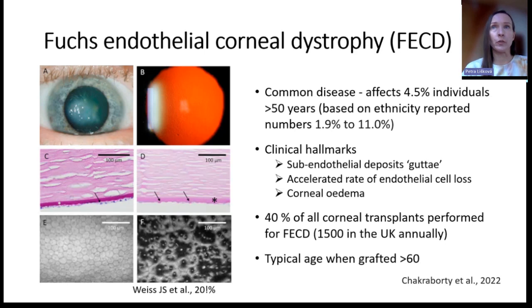Fuchs endothelial corneal dystrophy is currently the leading cause of corneal grafting in developed countries. For example, in the UK, about 30% of all corneal transplants are because of FECD. The typical age when patients get grafted is over 60.